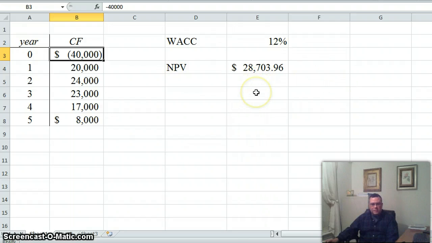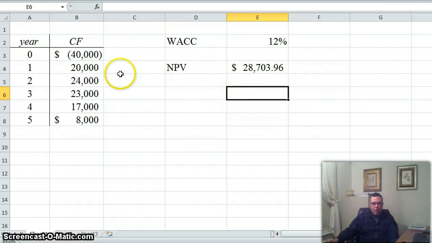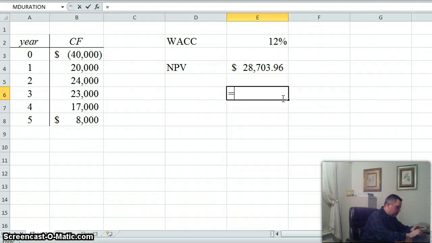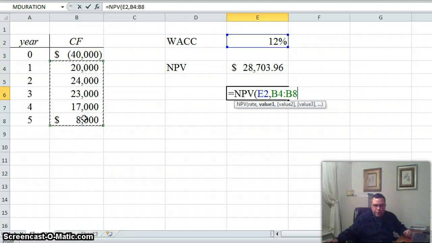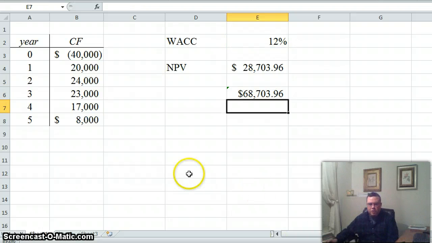The way to do that is calculate the net present value of all the cash inflows, not the cash outflows, just the cash inflows. So if I do that, I go equals net present value, put in my 12% rate, select again just my year 1 to 5, close my parenthesis and hit equal. The present value of just my cash inflows is $68,704. So what number would I have to put in here to make us break even? Well, it'd have to be negative 68,704.